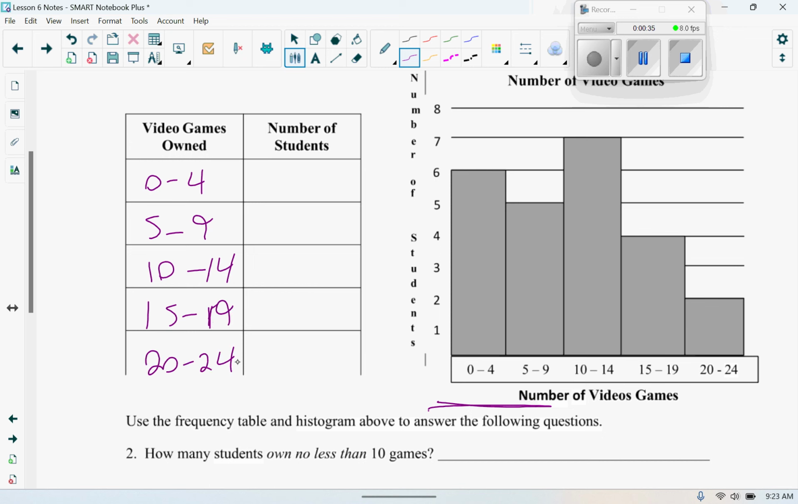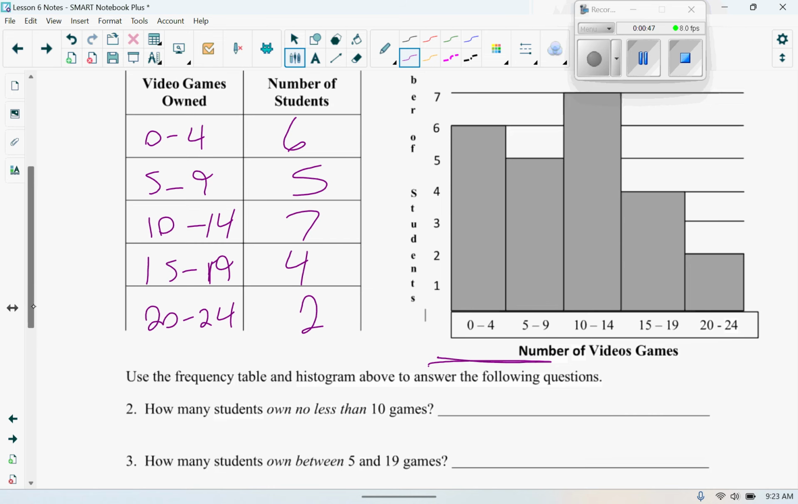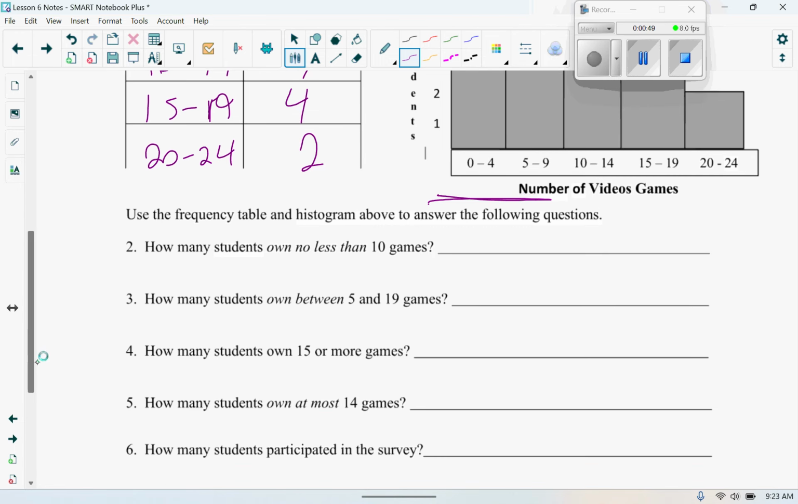And then I'm going to put how many are in each category. So for 0 to 4 video games, there's 6. For 5 to 9, let's see, 5, 7, 4, and 2. And so then I can go ahead and answer different questions.